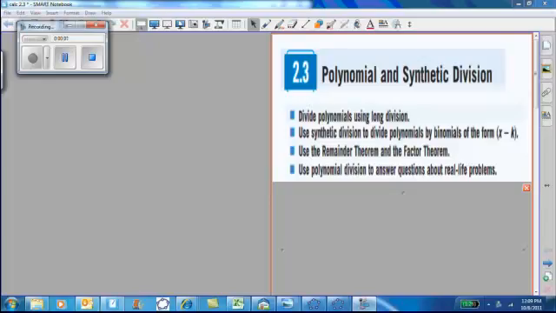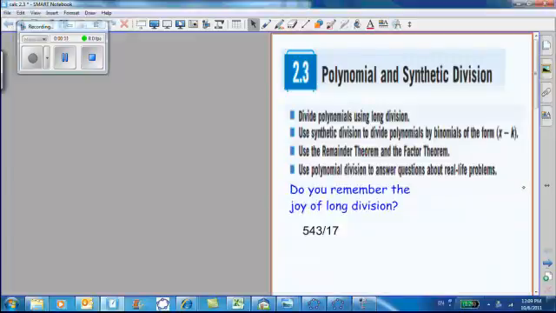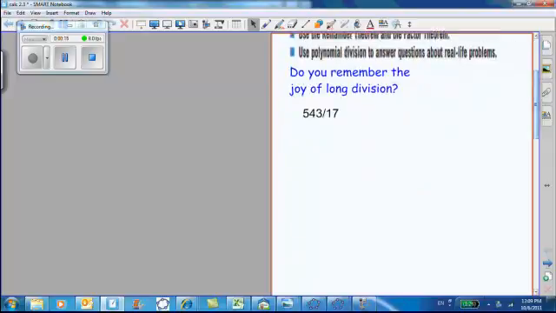Students, here we are with 2.3. We'll review some of the things you learned in Algebra 2 and Pre-Calc about polynomial and synthetic division. First, to get a good idea about dividing polynomials, we review the joy of longhand division way back from arithmetic, because some of the same terms apply.